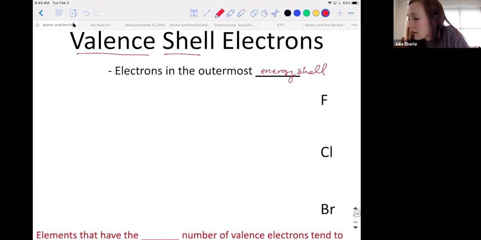So I wanted to look at the difference between fluorine, chlorine, and bromine to illustrate a point. These are all main group 7. These are all halogens. They're highly reactive. Okay. I'm going to draw a picture of fluorine.